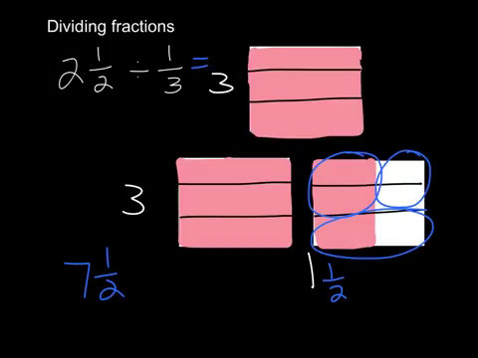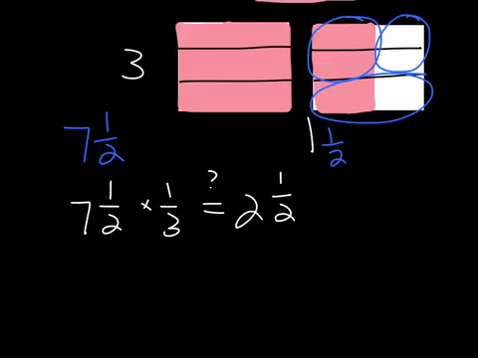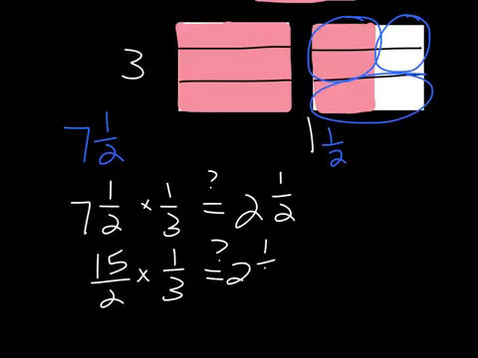And again, we can prove this by doing our answer times what we divided by and make sure we get our original number. So let's do that. Let's make sure that 7.5 times 1/3 is actually 2.5. So let's change this to an improper fraction. That's 15 halves times 1/3. Is that equal to 2.5?